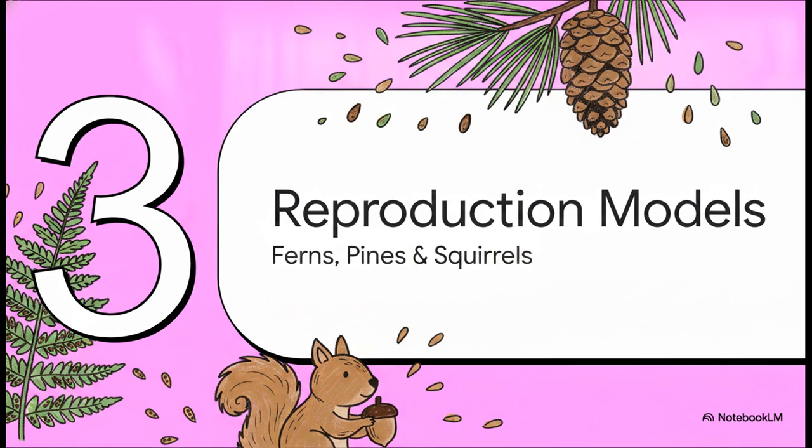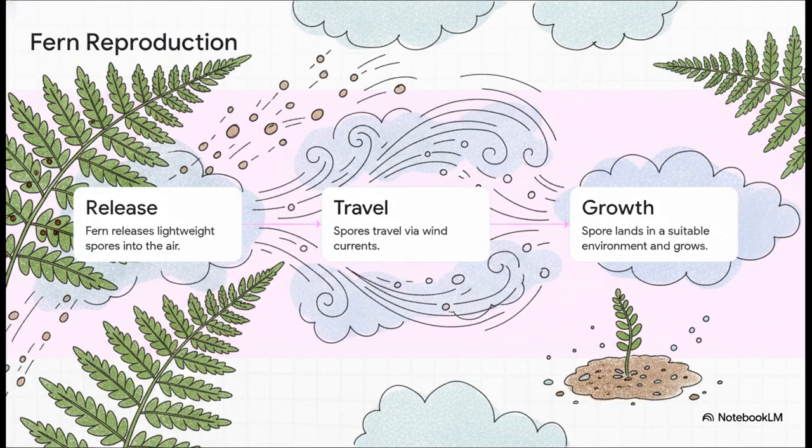Section 3. Plant reproduction models. Ferns, pines, and squirrels. Let's actually visualize how this works in the real world, starting with the fern. Step 1.